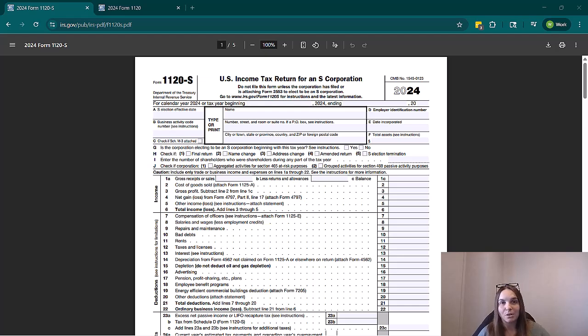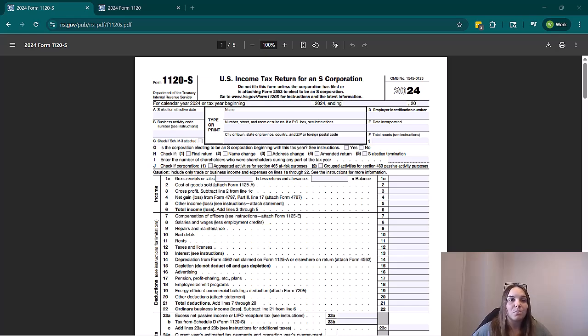So, for example, you are going to have your operating revenue, and I'll go over how I break that out here in a minute, but you may also have interest income. And interest income is taxed differently than general operating revenue. The reason being is because it is not subject to self-employment tax, but it is potentially subject to the NIT tax, which is the net investment income tax.